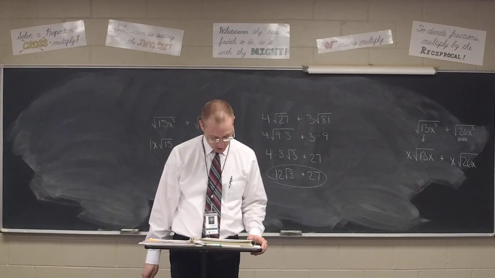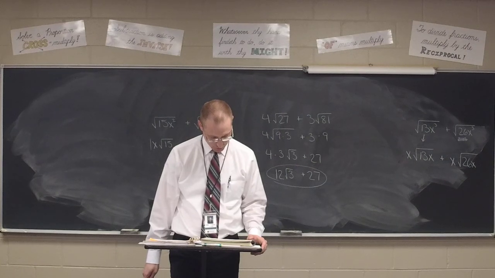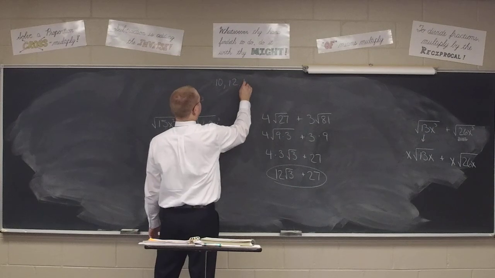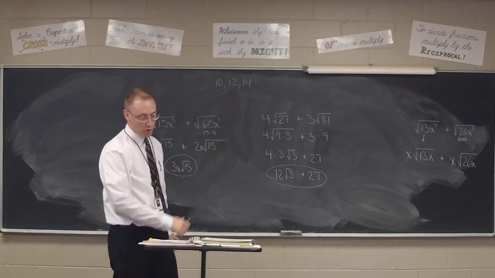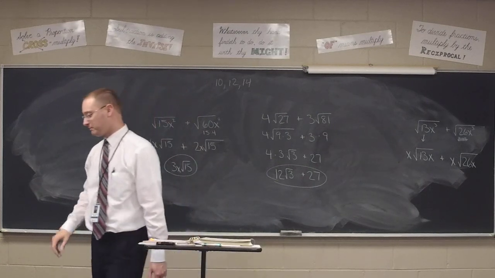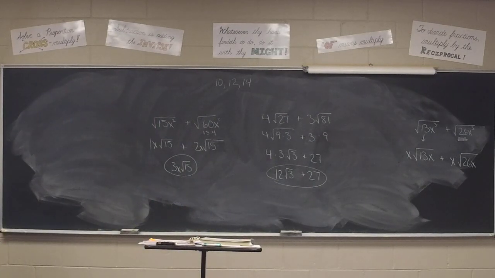Let's go back and do some of the evens. I want you to do numbers 10, 12, and 14. Simplify as much as you can, and if you can add them, great. If you can't add them, circle it and move on. You don't have to like it, but just circle it and move on.